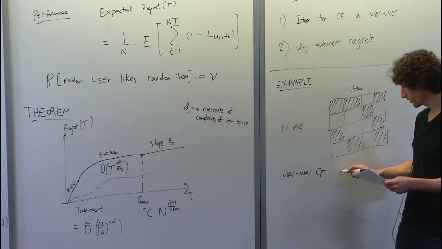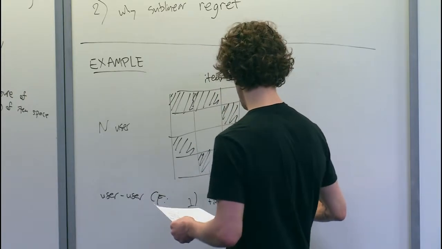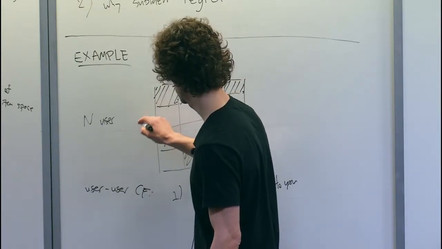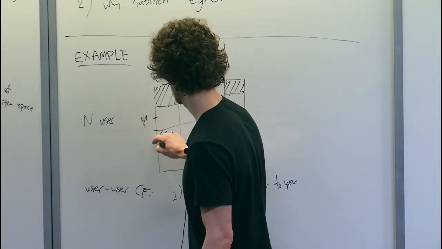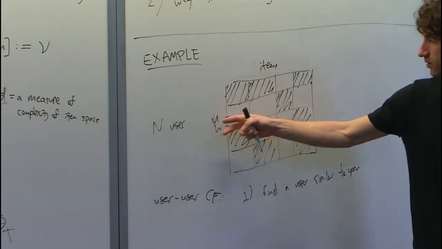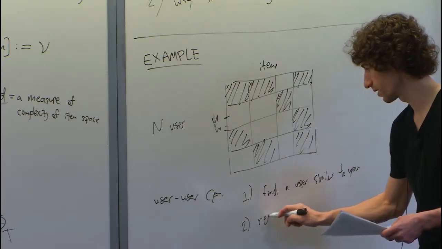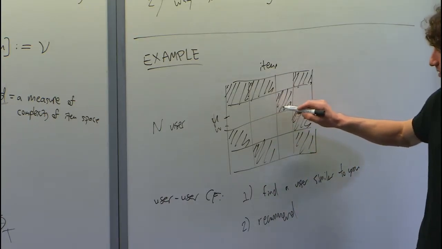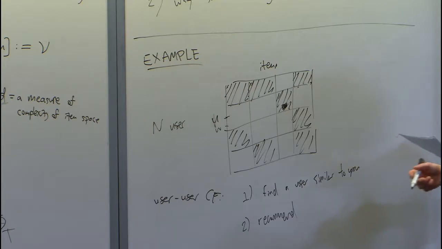Okay, so user-user collaborative filtering. Step 1 is find a user similar to you. What that means is if you're a particular user here, so this is maybe user U, and this is some other user W, then these two users have identical preferences, right? The rows are the same, so we say these are similar, and maybe some other users are different. So you find a user that's similar, and then you recommend an item that they like. So user W has liked this item. You can recommend that to user U.